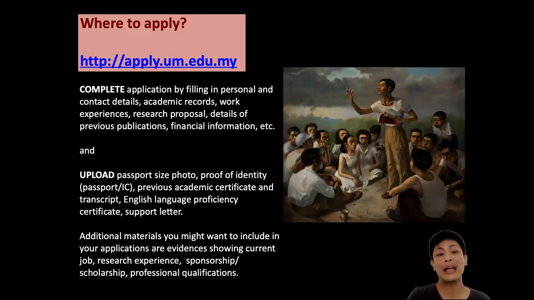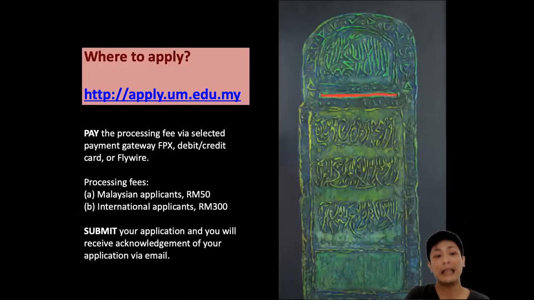Where to apply? You can go to apply.um.edu.my, complete the application by filling in personal contact details. And there are also other details that you need to fill in. And then you're required to upload a number of documents to support your application. Then to complete your application process, you will be required to pay the processing fee amounting to 50 ringgit for Malaysian applicants and 300 ringgit for international applicants. And the university accepts FPX, debit and credit card, as well as Flywire.